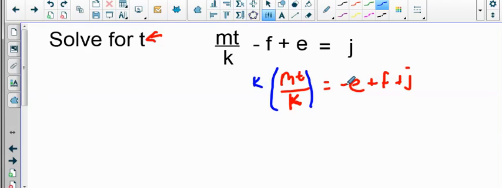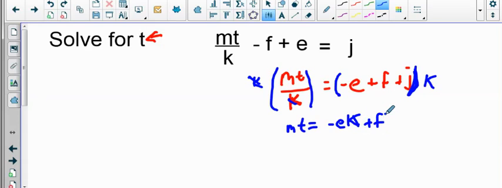Now I could go through here and multiply every term, but I keep telling you, multiply every term, divide every term, or multiply both sides, divide both sides, because you accomplish the same thing with the distributive property. So I'm going to multiply this entire side by k, which is going to result in me multiplying each term by k. These two terms cancel, and I end up with m times t is equal to negative e times k, positive fk. I'm just multiplying each term by k using the distributive property, plus jk.